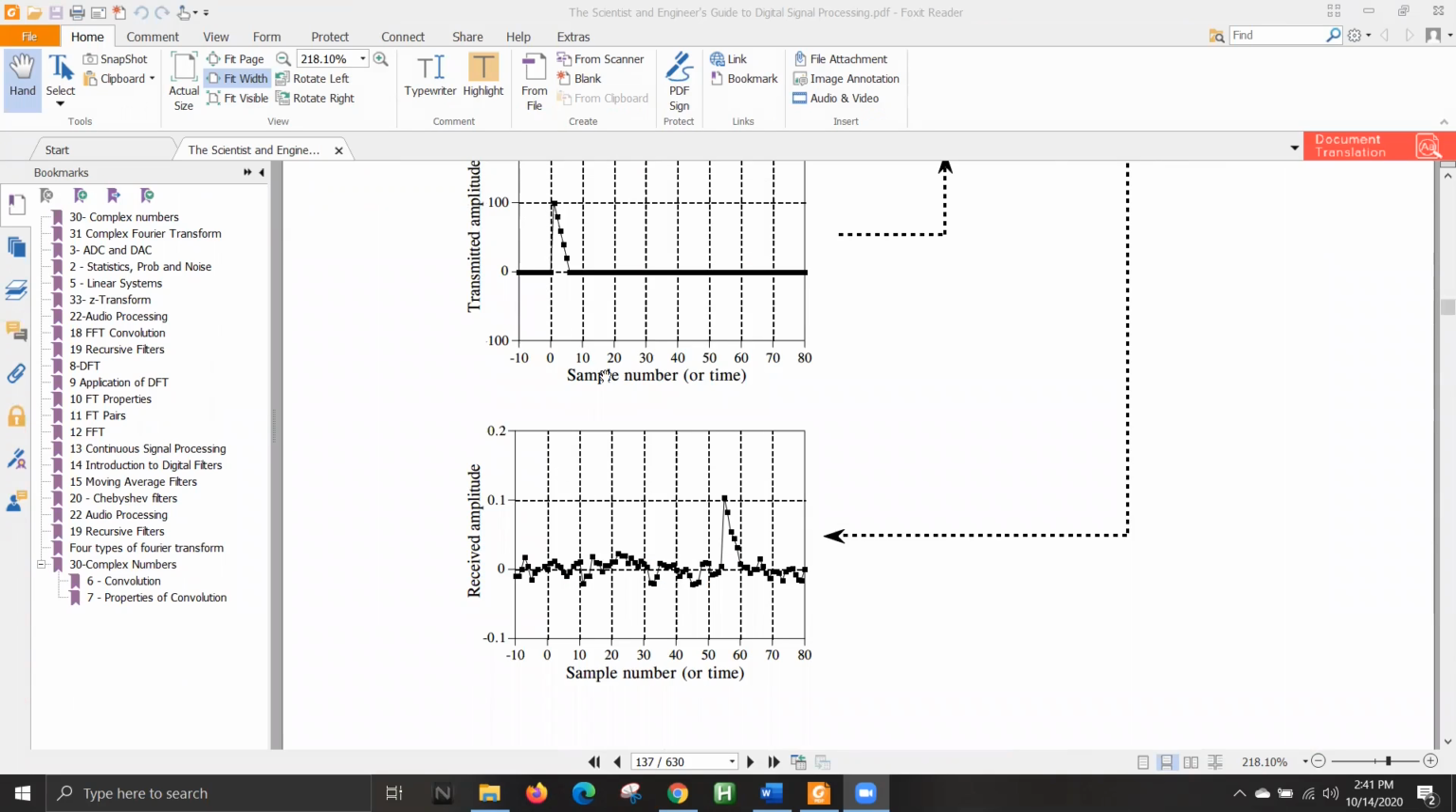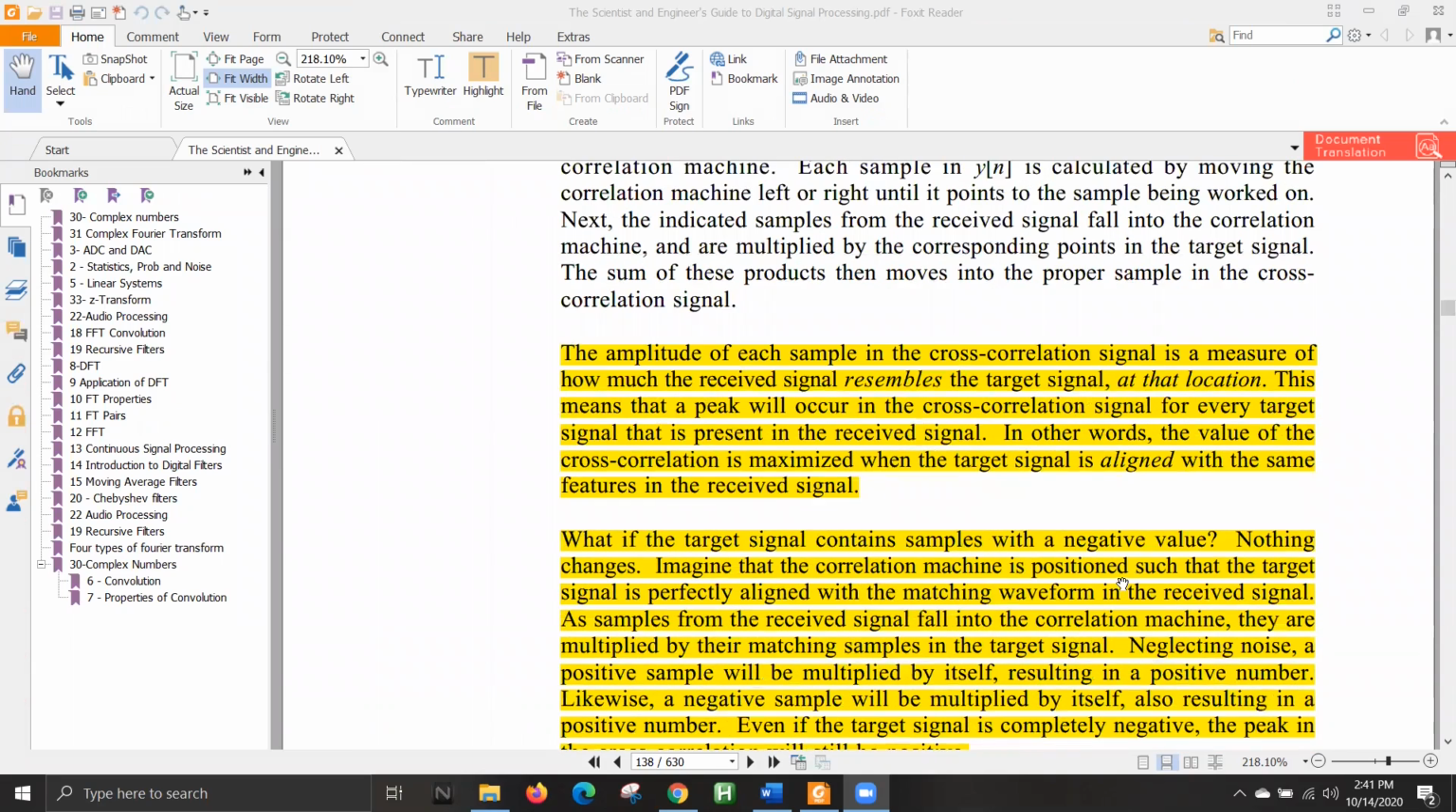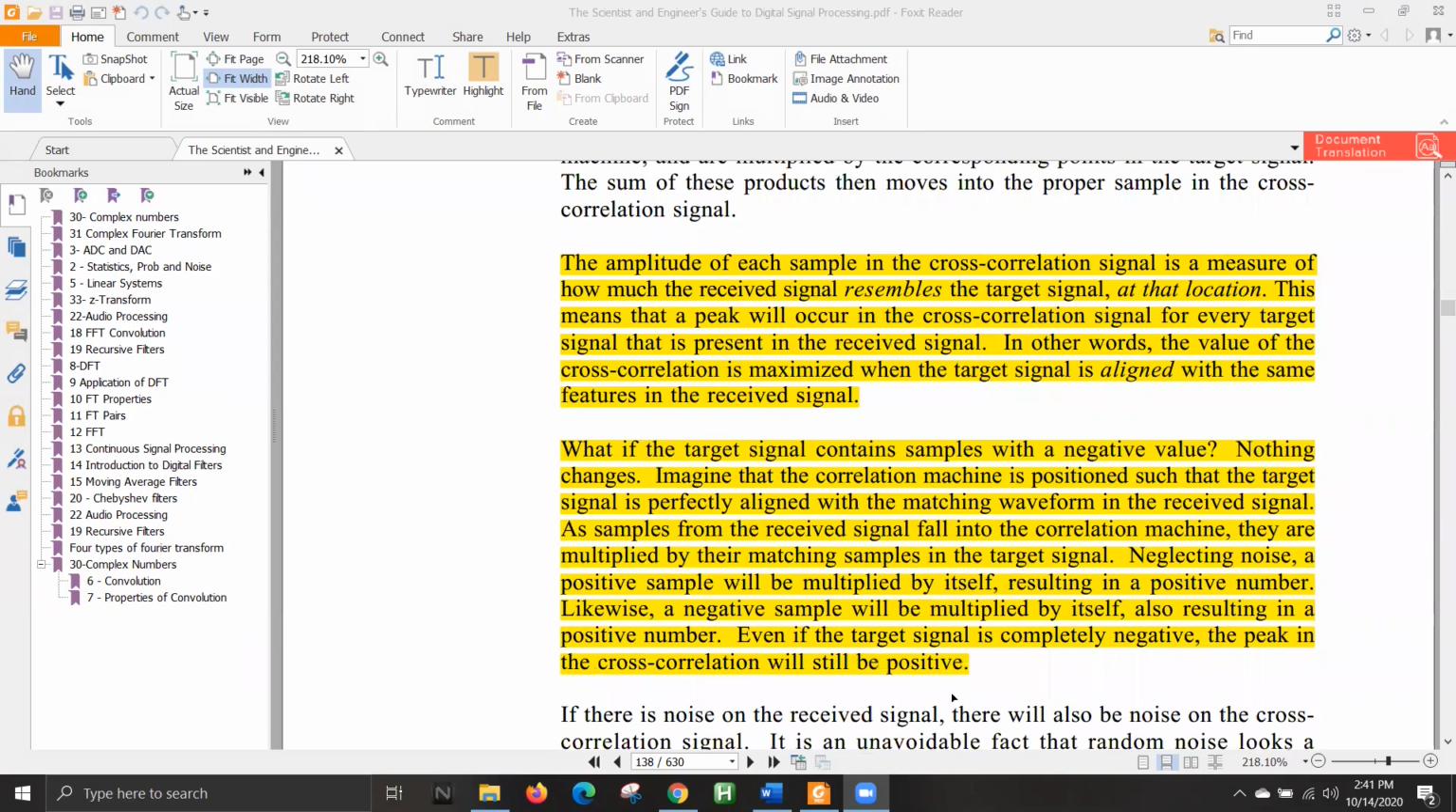So if this is negative, and here also there are large negative values, what you'll see is that, since you're performing correlation, and correlation is like element-wise multiplication and summing them up, what you'll get is negative times negative, which gives positive. So the result of correlation is always positive. This is what is basically said here.